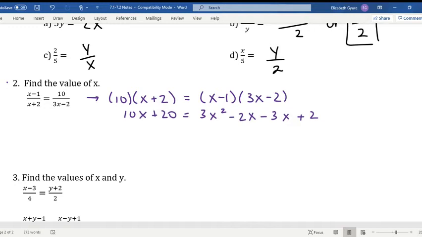Yeah, let's simplify. Let's combine some like terms, right? There's a lot going on. I'm going to go ahead and combine some like terms here on the left. If you guys want to do this, again, combine multiple steps into one, that's totally fine. Do what's comfortable for you. But I'm going to say I have 10x plus 20 equals 3x squared. And then I'm going to combine my like terms here, negative 5x plus 2.